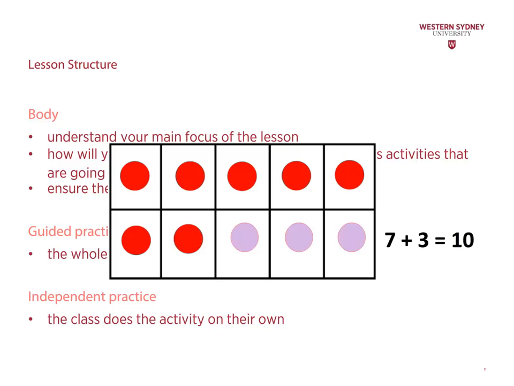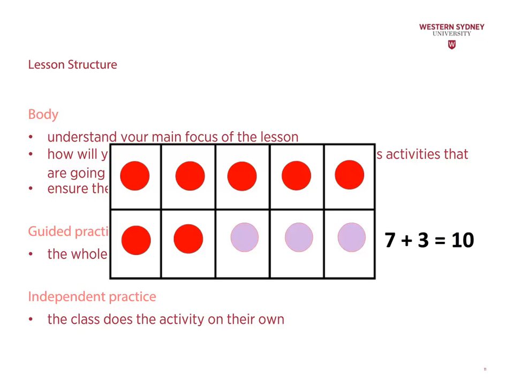Now on their recording sheet, I would get them to find the 10 frame with 7 dots. I'd get them to draw in 3 more and write the number sentence, 7 plus 3 equals 10. Each group of students has their own 10 frames and counters. Now they're going to engage in independent practice. When we say independent practice, it doesn't mean that they do things on their own. They're right to work in groups. That's perfectly fine.